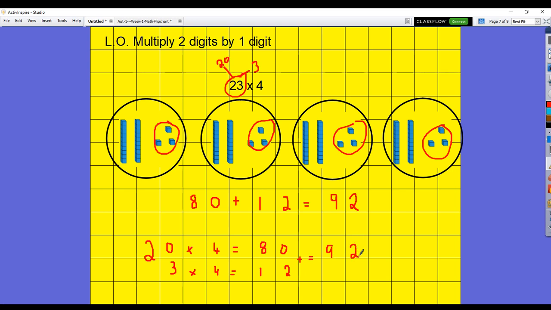Okay, I want you to have a go at either the blue activity today and then the yellow activity, or the yellow activity, or if you found the blue activity quite easy, you can then move on to the yellow activity. Okay, have fun.